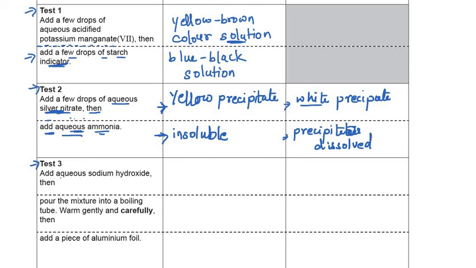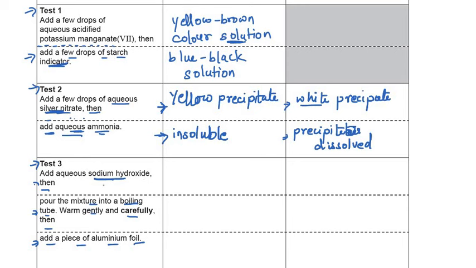Test 3 says add aqueous sodium hydroxide, then pour the mixture into a boiling tube, warm gently and carefully, and then add a piece of aluminium foil. So this test is divided into 3 different parts, but it has to be performed turn-wise with both FA7 and FA8. As we have already seen, adding NaOH is generally a test of the cation. So here we are looking for a cation.